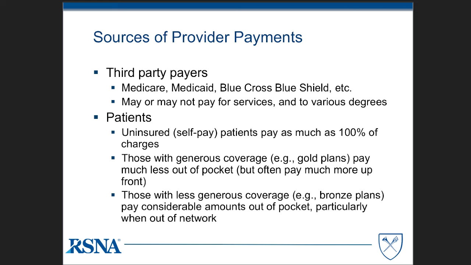If they're uninsured, referred to sometimes in the industry as self-pay patients, they may pay as much as 100% of their charges. Those with generous coverage, those gold plans that are out there we've heard much about, pay much less out of pocket, but either they or their employers will pay much more upfront for those policies. Those instead who have less generous coverage, for example the bronze plans, will pay considerably more out of pocket, and even a lot more yet if they get their care out of network.